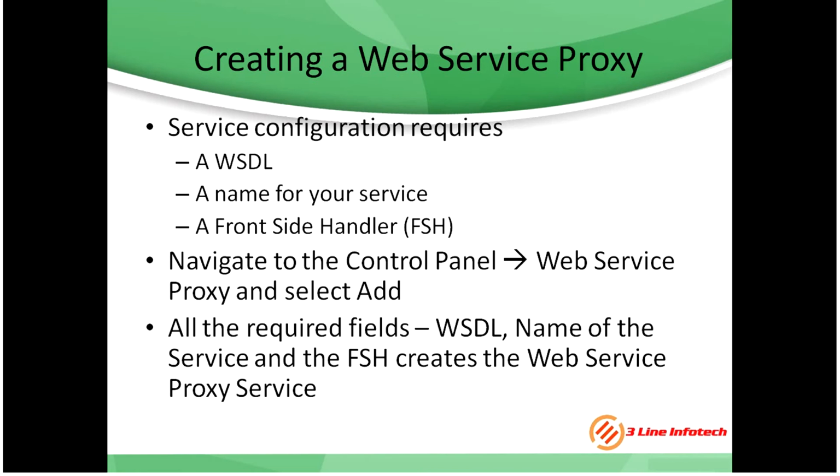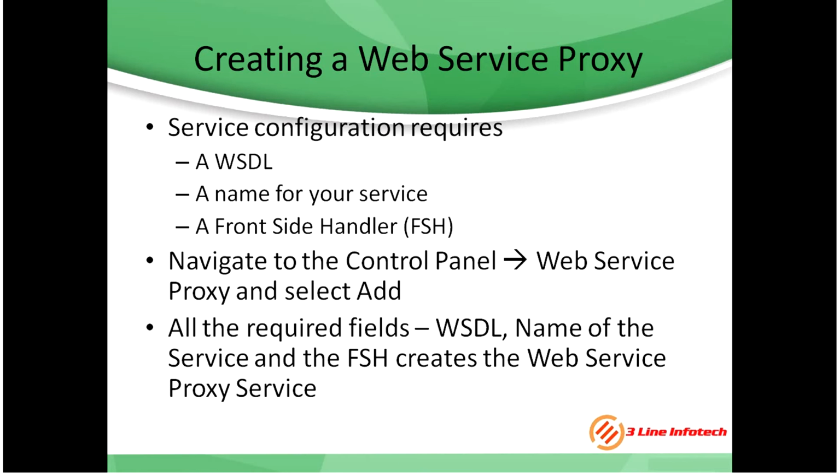What are the steps involved in creating a web service proxy? First, you should have a WSDL file. Then you should have a web service proxy name. Then the front side handler. When you create an XML firewall, the front side handler is created automatically. When you're creating it, it will ask for the port; it will automatically assign a port, you can select the default port, and it will ask you to choose HTTP or HTTPS. So by default, the front side handler is created during the XML firewall creation.